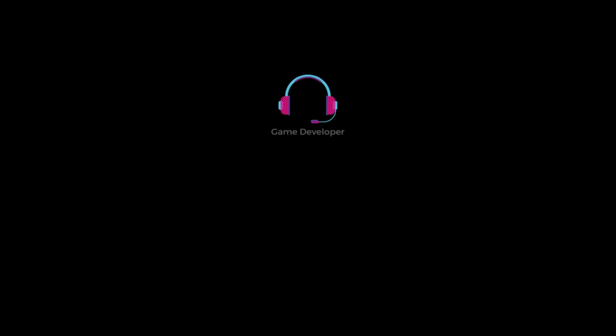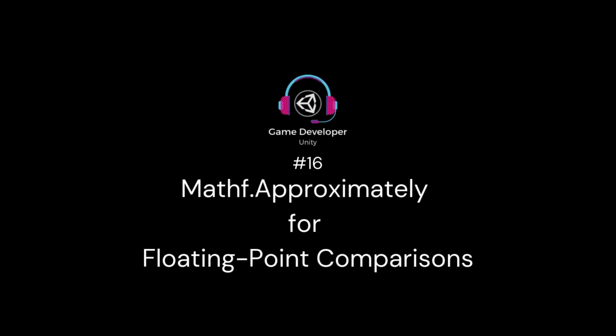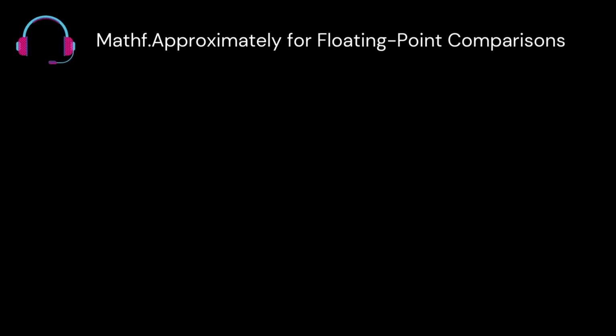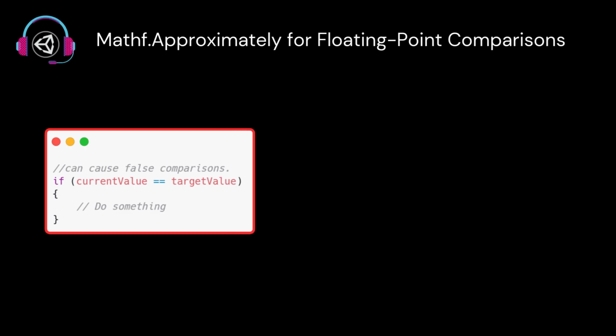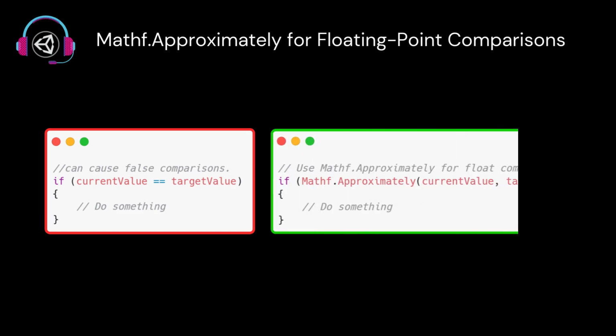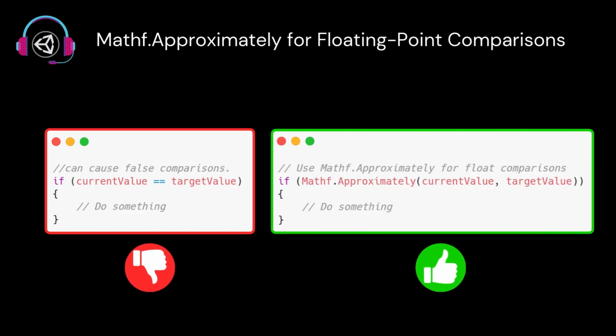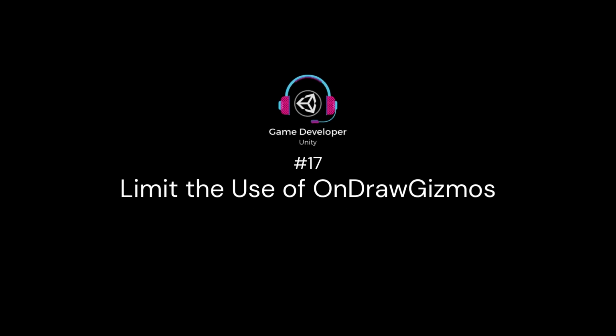Tip number 16: use Mathf.Approximately for floating point comparisons. When comparing floating point numbers, avoid using the double equals operator, as floating point precision issues can cause false comparisons. Instead, use Mathf.Approximately, which compares two floats while accounting for small inaccuracies. Tip number 17: limit the use of OnDrawGizmos.